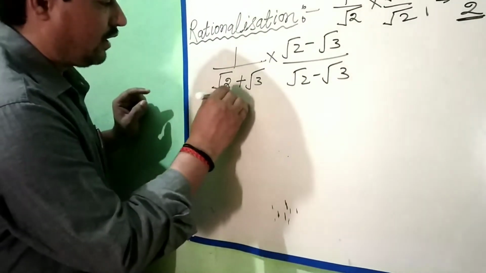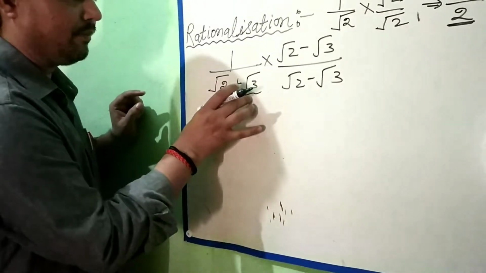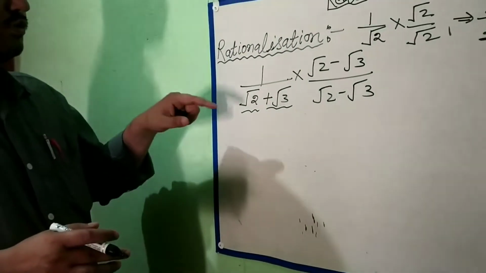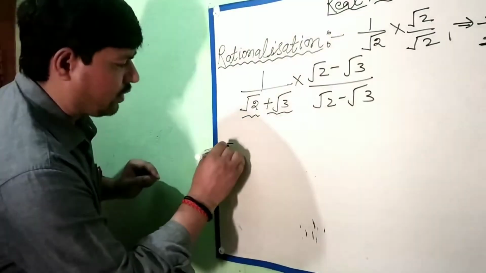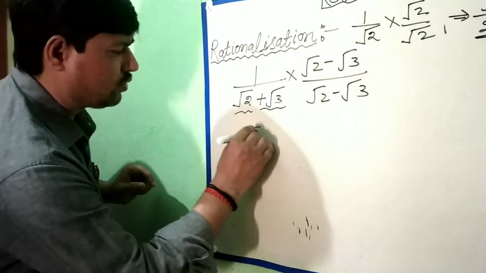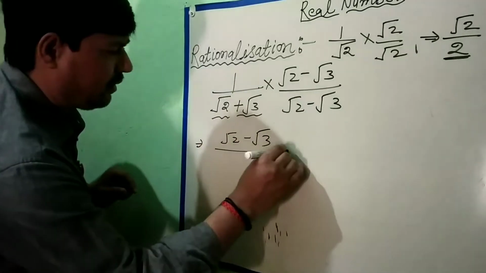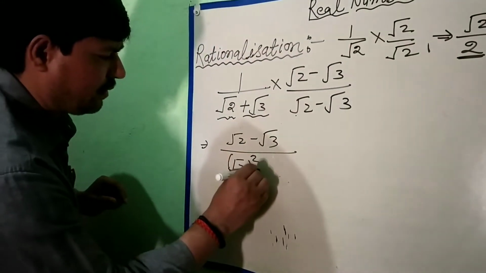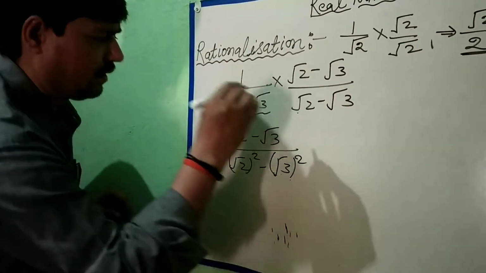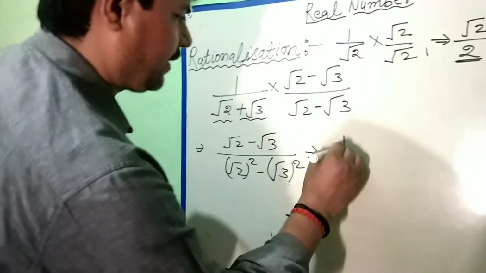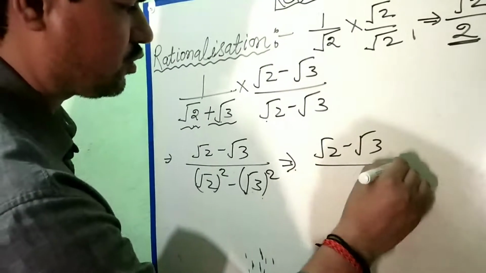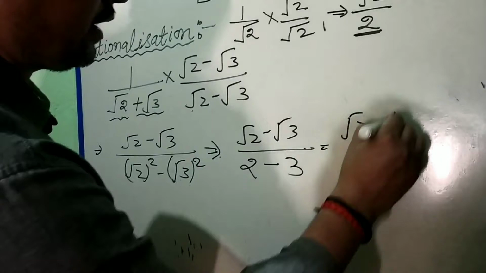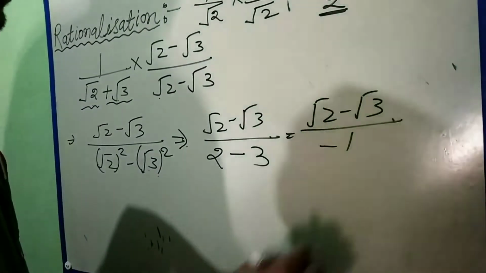As you will always observe, in the denominator you will get the format a plus b into a minus b. So you will use the difference of squares formula, that is a square minus b square. Here 1 is multiplied by these two numbers, the numerator becomes the same, but in the denominator a plus b, a minus b becomes root 2 square minus root 3 square. After solving, root 2 square is 2 minus root 3 square is 3. It becomes root 2 minus root 3 upon minus 1.